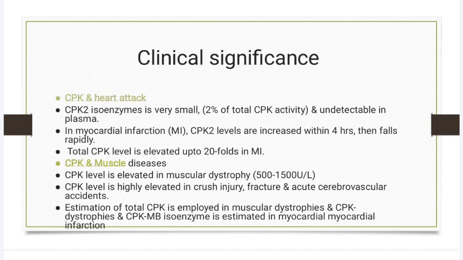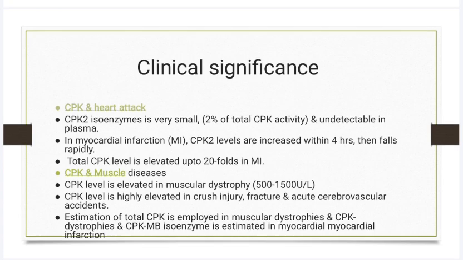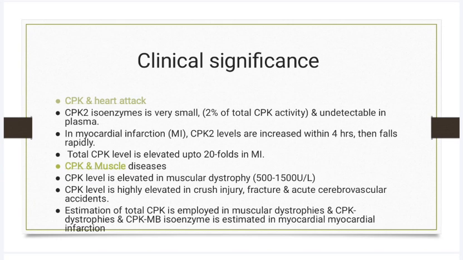CPK2 isoenzyme is very small. It is only 2% of total CPK activity and it is undetectable in plasma. Whereas in case of myocardial infarction, the levels increase within 4 hours, then they fall rapidly. The total amount of CPK level elevated will be around 20 folds in myocardial infarction. In case of muscle diseases, it is elevated in the range of 500 to 1500 units per liter, and it is highly elevated during crush injury, fracture and acute cerebrovascular accidents.